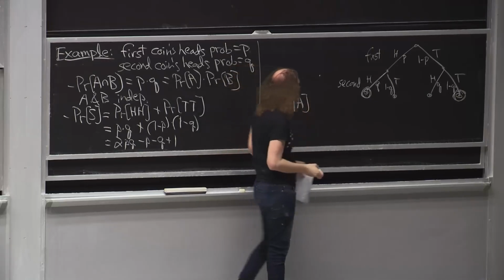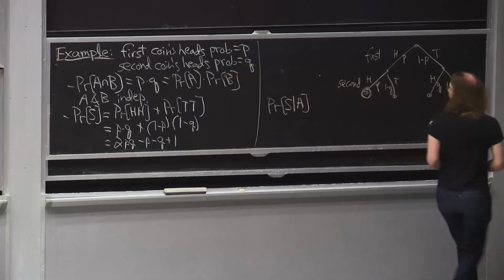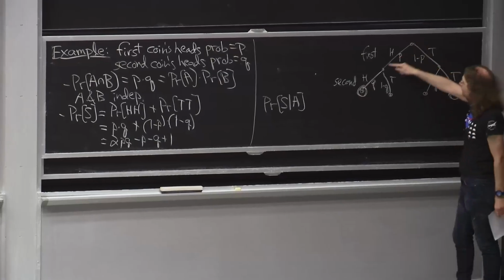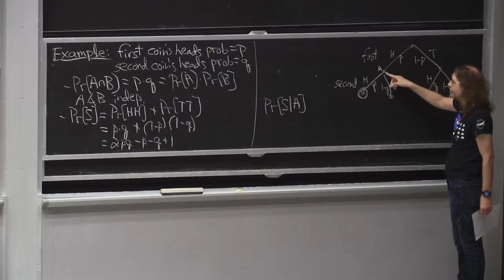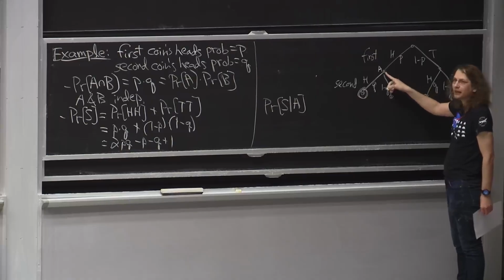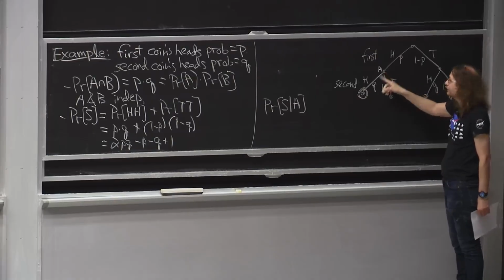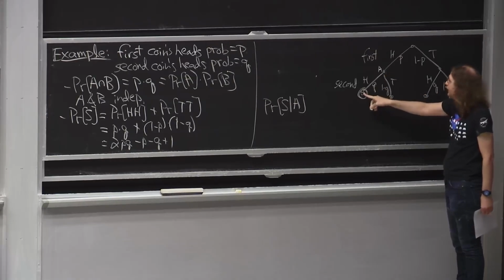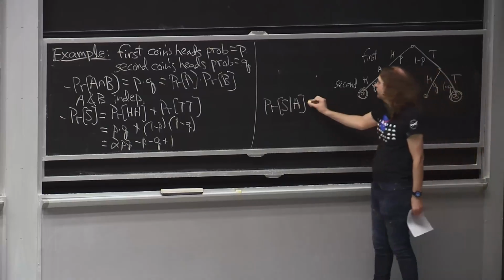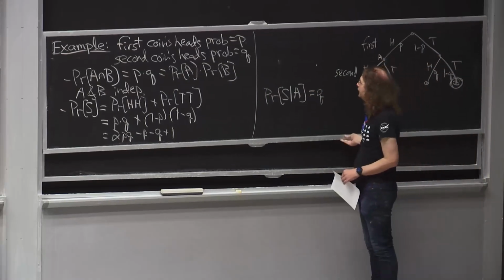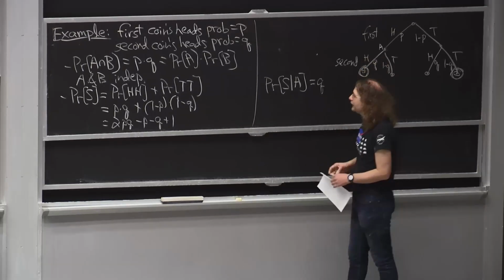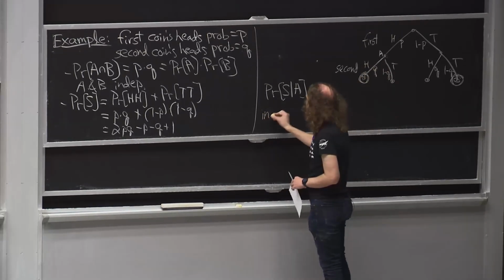OK. On the other hand, let's try the probability of S given A. This one is actually easy, because we condition on there being a heads in the first step. What's the probability that the coins are the same? Well, that's the same as the probability that the second coin comes up heads as well. And so that's exactly q. So these things are going to be independent.